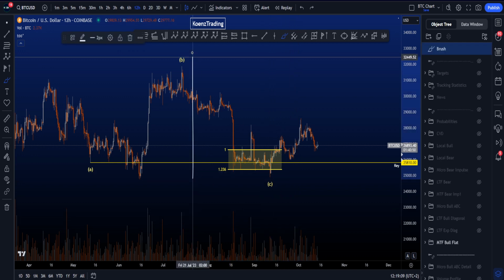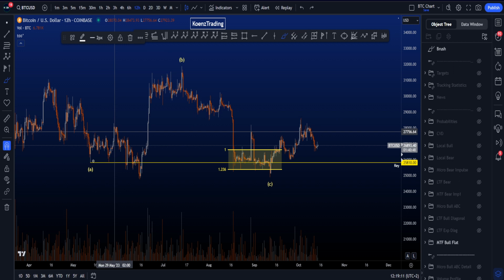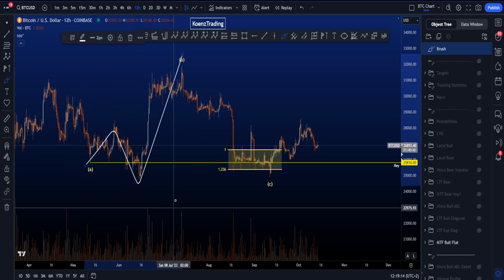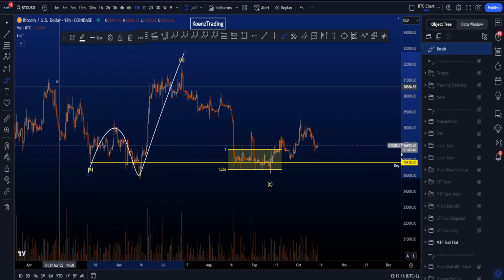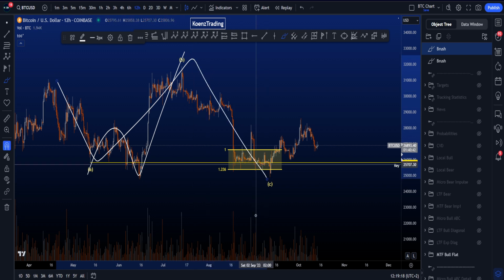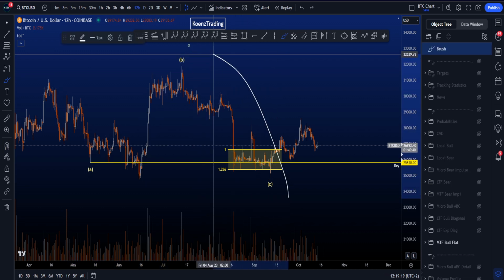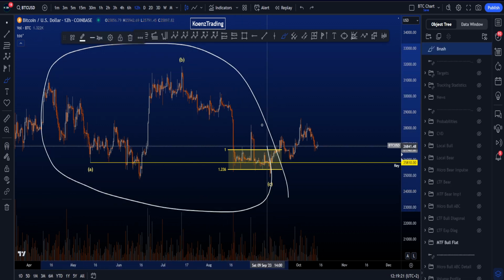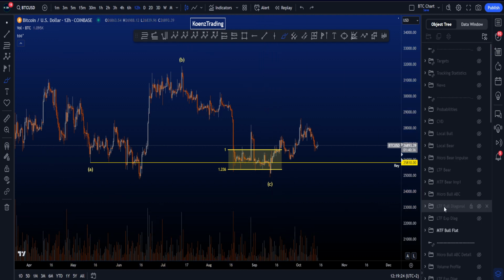Now in this scenario, the problem is this wave B over here, as wave B by itself is a flat structure, and a flat in a wave B in a bigger flat pattern is extremely rare, lowering the probabilities that this over here is a finished flat structure.